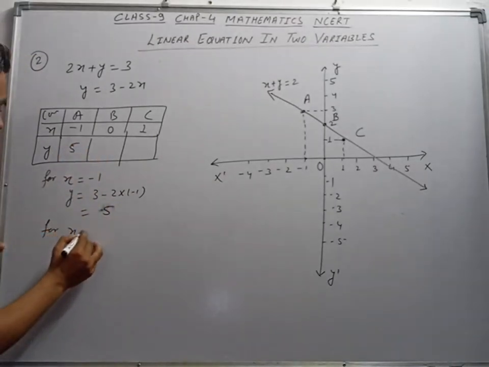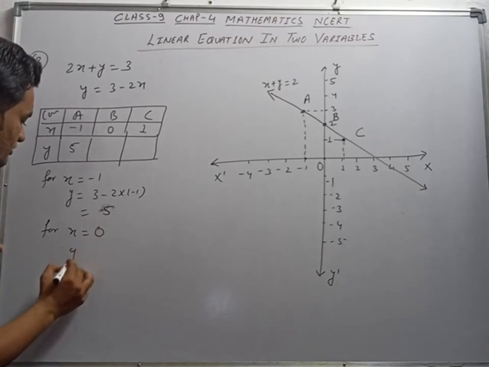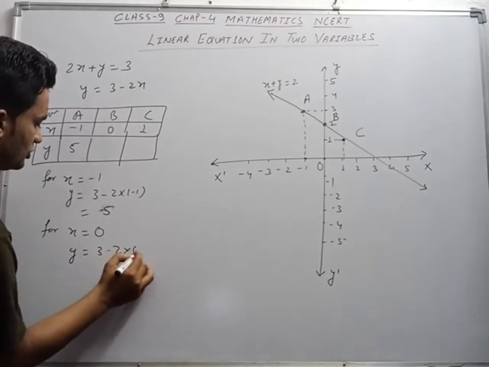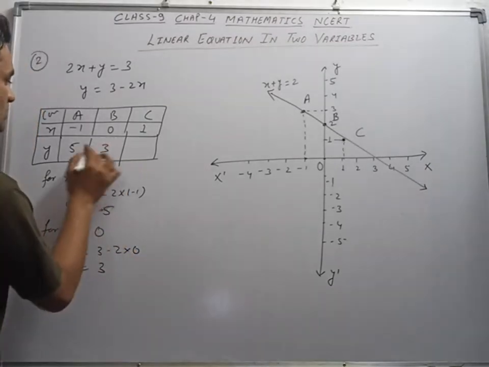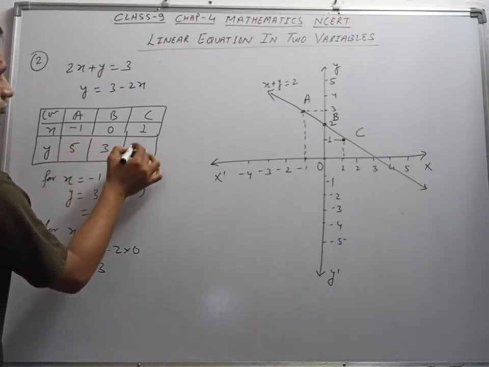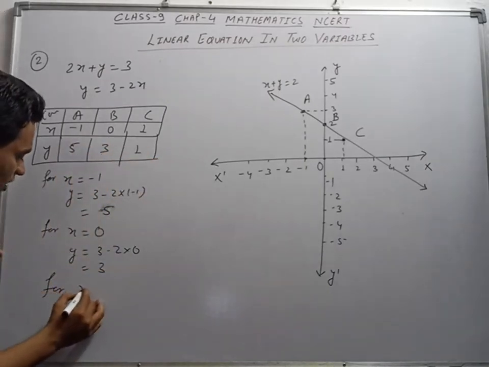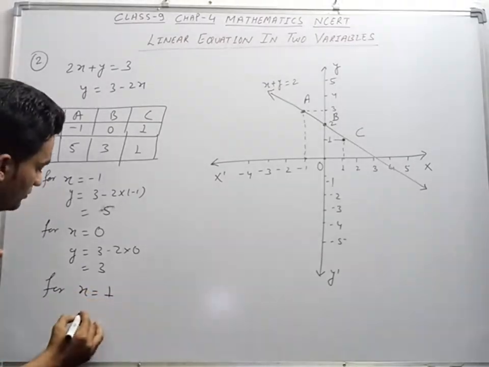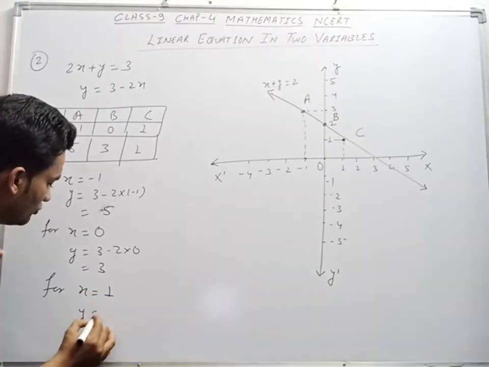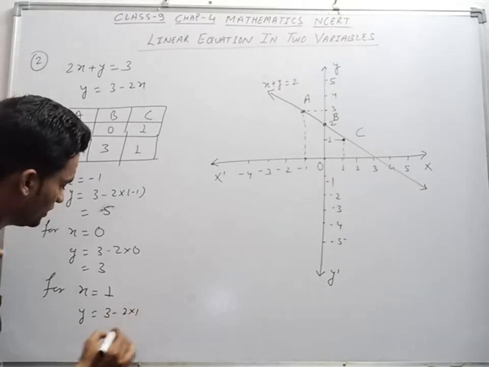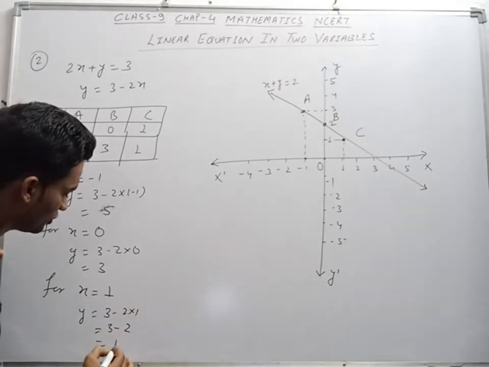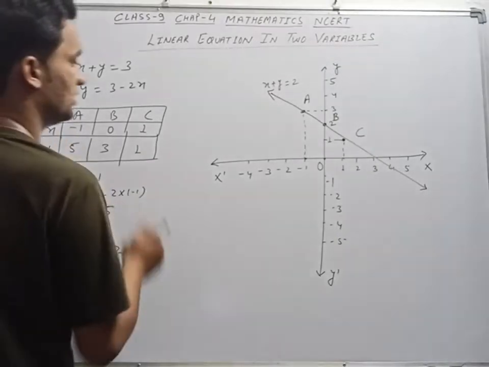Now for x equal to 0, y must be 3 minus 2 into 0, that is 3. You can see it is decreasing by 2, so surely it will come to 1. Let us check. For x equal to 1, y equals 3 minus 2 into 1, that is 3 minus 2, which is equal to 1. So this is correct.